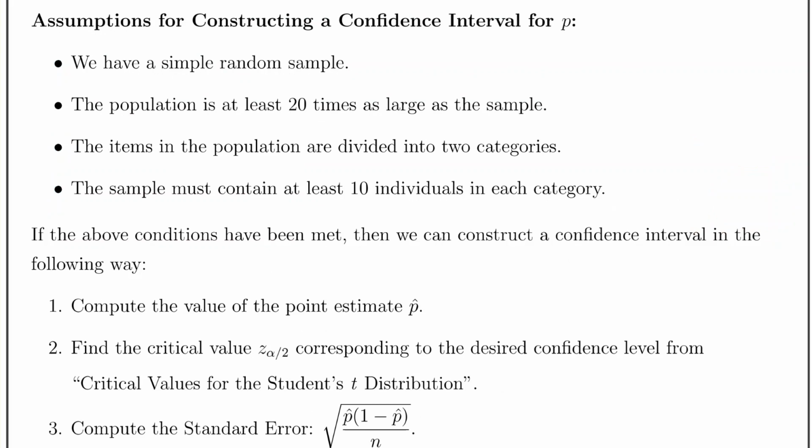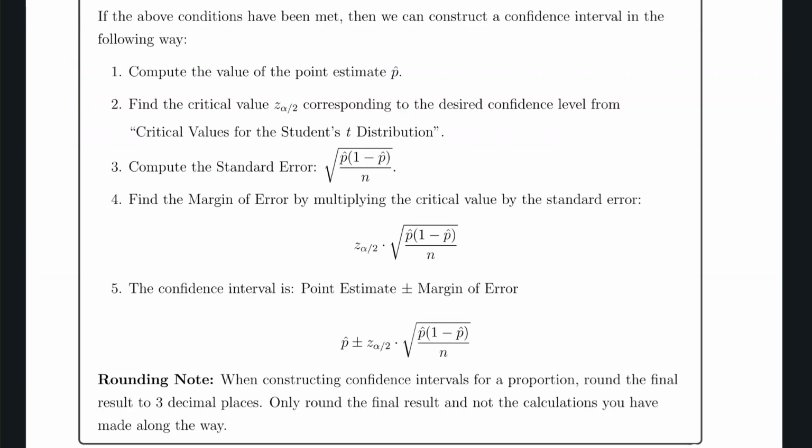Next, there are a few assumptions we need to check before we begin to construct a confidence interval for the proportion. The first thing is that we have a simple random sample. Next, the entire population, whatever population we're looking at, needs to be at least 20 times as large as the sample that we took. The items in the population are divided into two categories. They're either in the category or not. And the sample must contain at least 10 individuals in each category. So if those four conditions are met, then we can construct a confidence interval using the following steps.